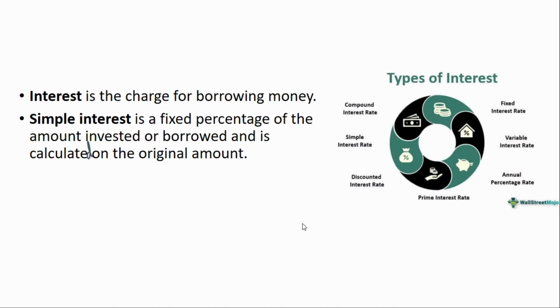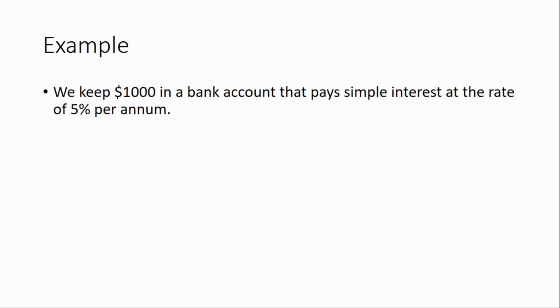Alright, so let's quickly go through an example scenario here. Let's say we keep $1,000 in a bank account that pays simple interest at the rate of 5% per annum. You'll be seeing this word quite often, per annum. It can also be written as PA. That just means per year. The word annum comes from the word annual, which means year. So just keep that in mind for the future.